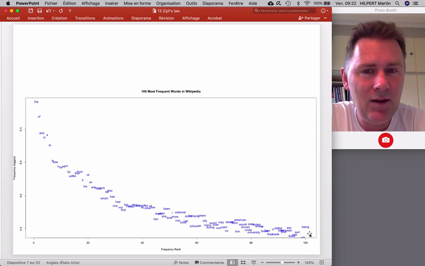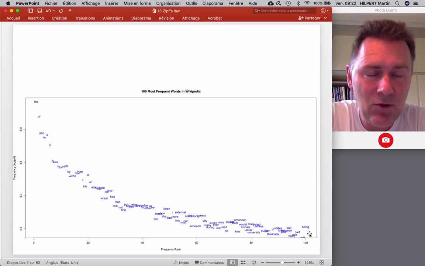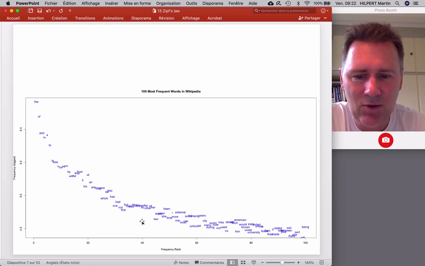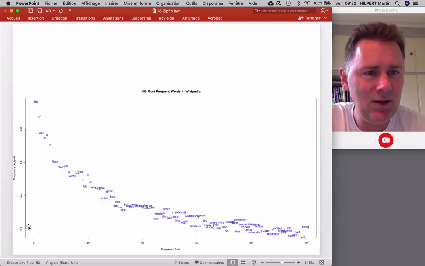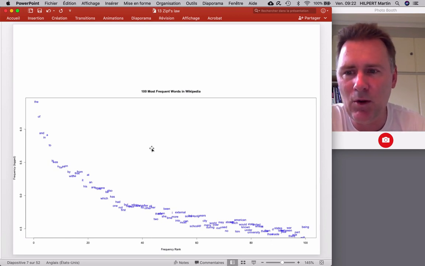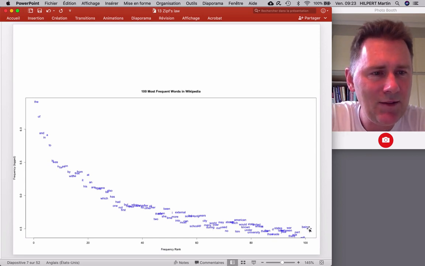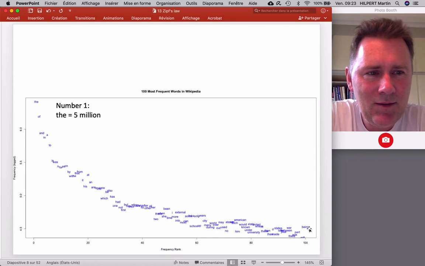And I want to illustrate that with word frequencies in a particular corpus, namely the English Wikipedia. Okay, so here we have the 100 most frequent words in Wikipedia, and they are plotted in an XY scatter plot where the y-axis represents the frequency of the word. So the higher up it is, the more frequent the word is, and the x-axis displays the frequency rank of the word. So we go from the most frequent word to the second frequent word, third, fourth, fifth, and so on and so forth, until we are at the 100th word that we have in the Wikipedia. Okay, so let's look at some word frequencies.